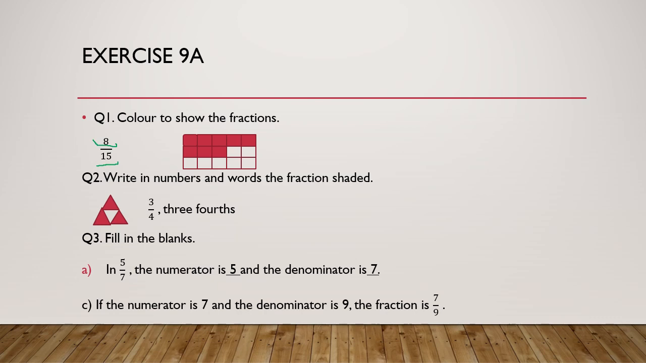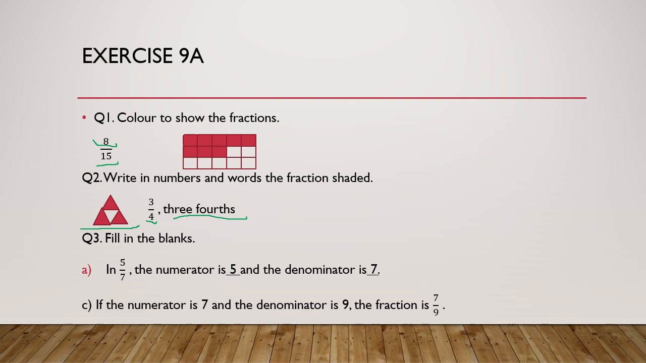Question number 2. Write in numbers and words the fraction shaded. Now in question number 2, figures are given to you and some portion is colored and you have to write this figure in numbers and words also. So here see this figure, we are having 4 equal parts and out of these 4 equal parts 3 are shaded. So in numbers we write it as 3 upon 4 and in words we write it as three fourths.